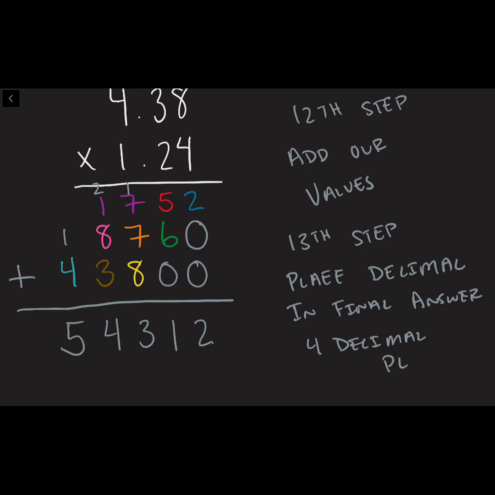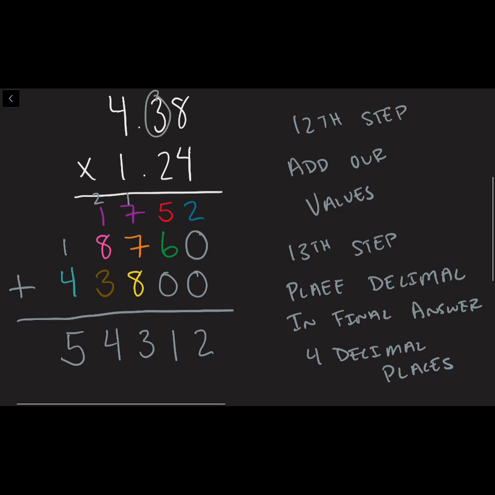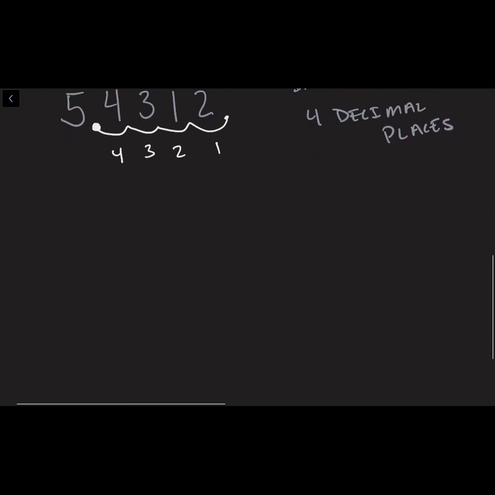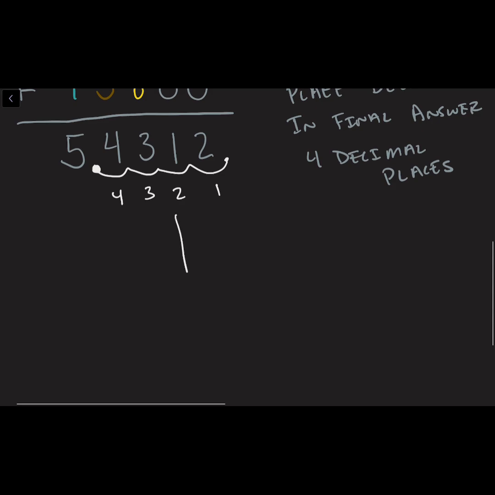And the reason is, I'm gonna show you. We got 1 decimal place right here for our 3. We got another decimal place right here. And we got another one, and we got another one. So 1, 2, 3, 4. That's 4 decimal places. So we're gonna start at the end of our number. We got 1, 2, 3, 4. And we're gonna place our decimal right here. And this right here is going to give us our final answer for today.